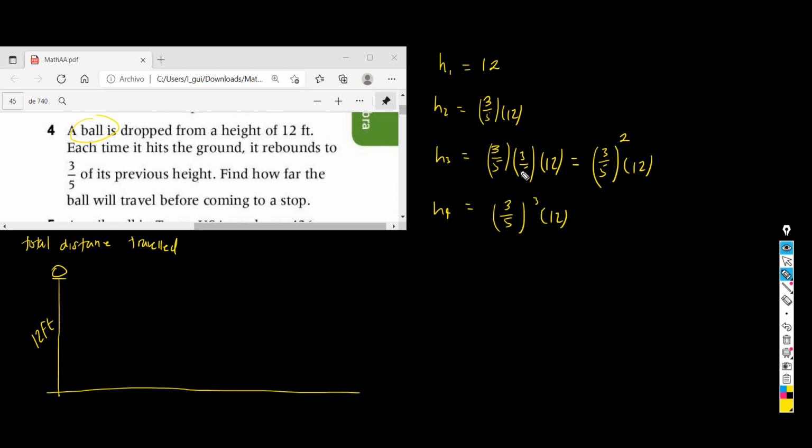So you can see that this is basically a geometric sequence, right? 12, and then 12 times this, 12 times this squared, and so on. We're always multiplying by 3/5. So what we want to do is this, guys. You need to understand that the total distance traveled is the length of going down and then going up plus going down again plus going up plus going down plus going up plus going down, and so on and so on.